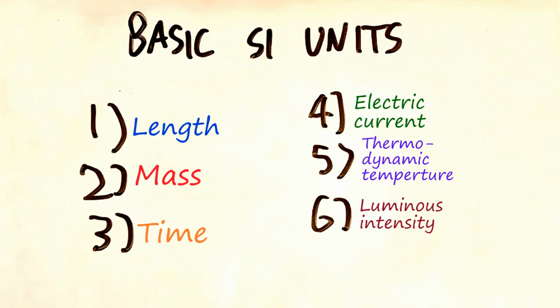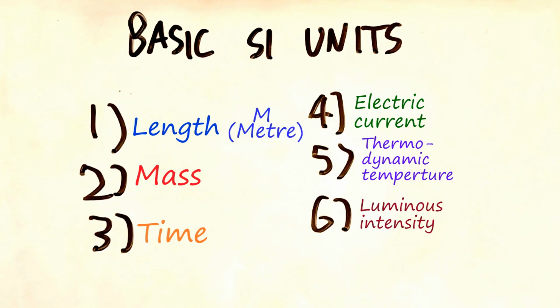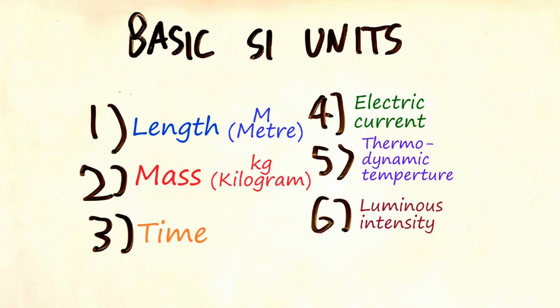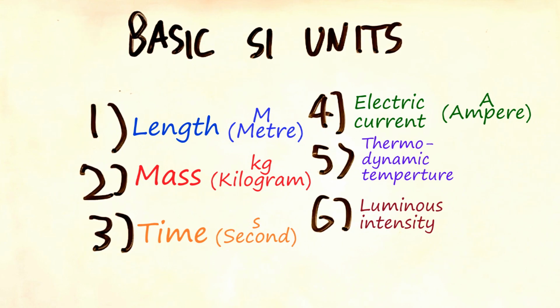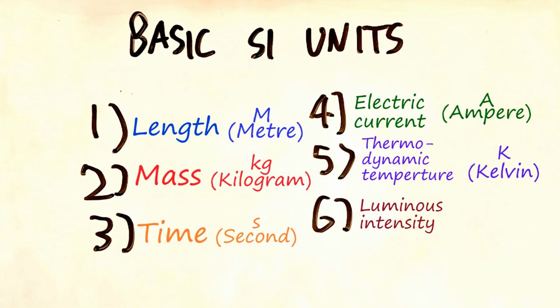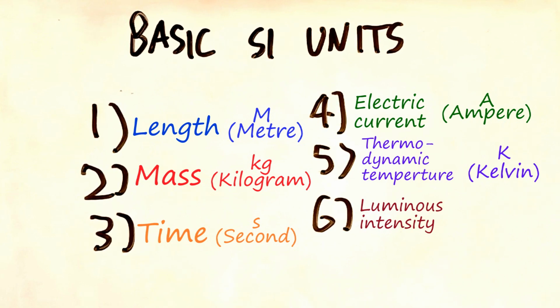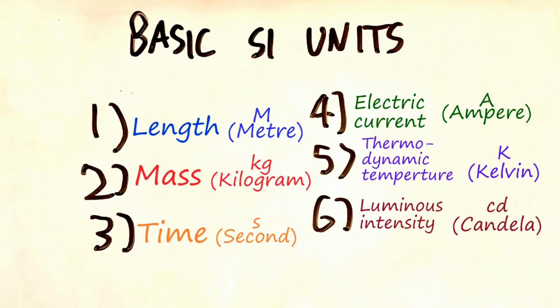The basic units that the SI represents are meter, represented by the letter m; kilogram, represented by kg; second, represented by the letter s; ampere, represented by the capital letter A; kelvin, represented by the capital letter K; and candela, represented by cd.